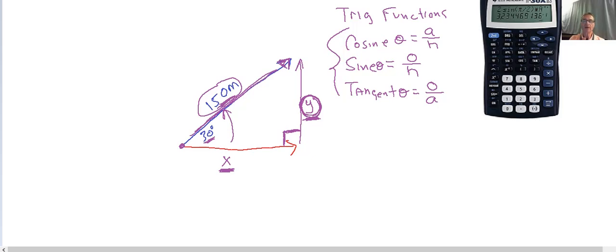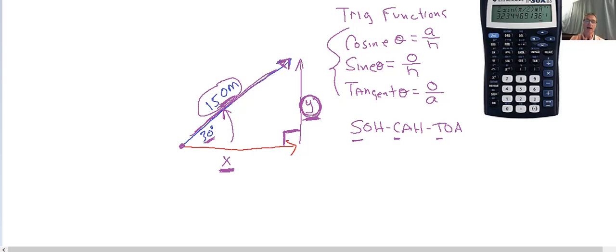There's an easy way to remember this. It hasn't changed in over 40 or 50 years. If you want to remember what they are: sine is opposite over hypotenuse, cosine is adjacent over hypotenuse, tangent is opposite over adjacent, and you remember SOHCAHTOA. SOHCAHTOA: sine opposite over hypotenuse, cosine adjacent over hypotenuse, tangent opposite over adjacent.